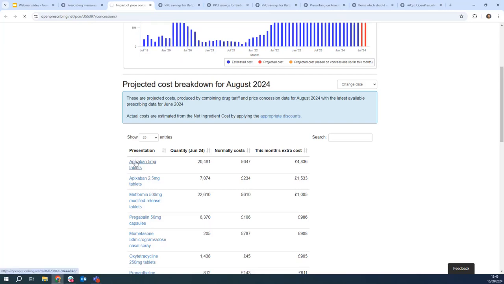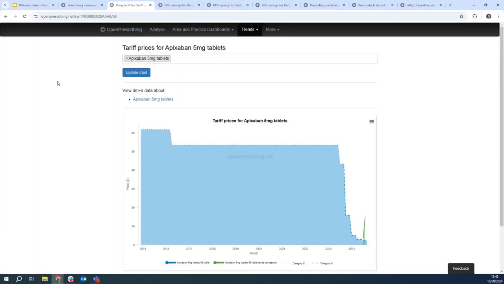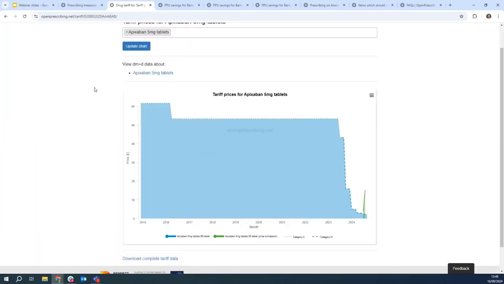So I think this apixaban here is a pretty useful example. If we click through to apixaban, we can have a rough idea of what's happened with price. You can see this is the branded price, and then it's dropped off a cliff as the generics started to come out. And then this is what's happened with the price concession here in green. So there's been a price concession, actually nowhere near what the brand costs. So the brand costs £53 a box, probably. I don't quite know how much it costs now.